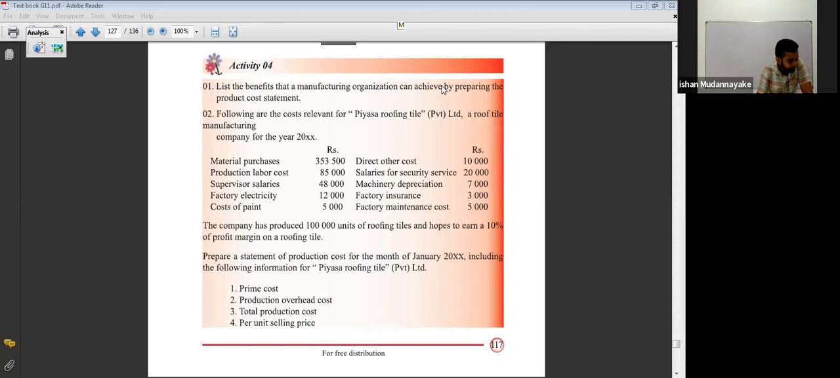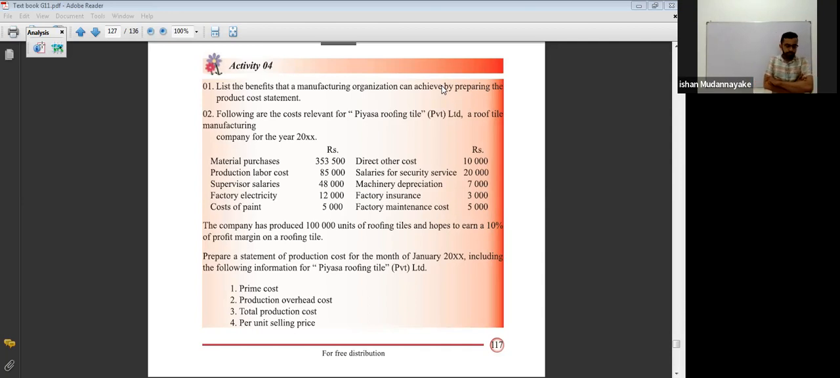Austin, one of the benefits? Hasidu? Prakdeep? Hamisha, one of the benefits of preparing a production cost statement. It can decide the price of the product easily. Yes, very good. Okay, write down the first one: to decide the price of the product. Write down. Very good.